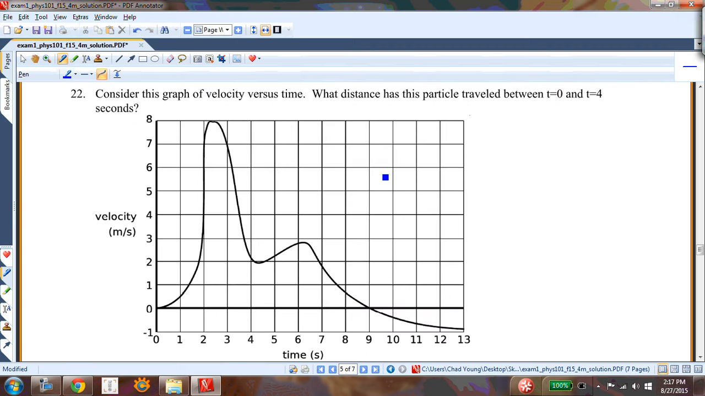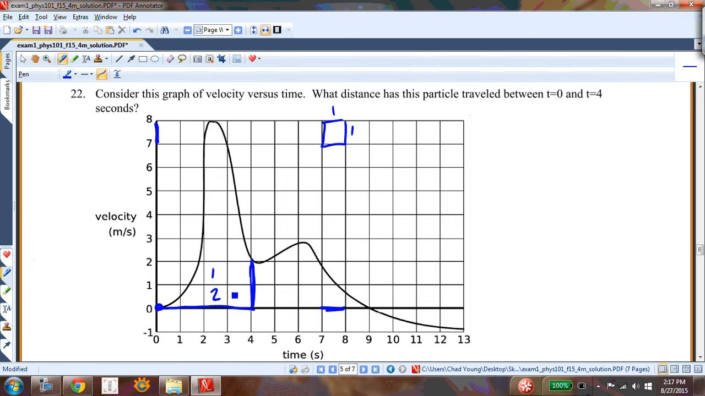What distance does this particle travel between t equals 0 and 4 seconds? I'm going to change this one a little bit, so your graph might look a little different from this one, just to make it a little more clear. Between 0 and 4 seconds, I just want to find the area underneath this curve. Notice that in this case, each of these blocks has an area of 1 by 1, 1 unit here, 1 unit here. So each block corresponds to 1 meter. So I'm just going to count the blocks.